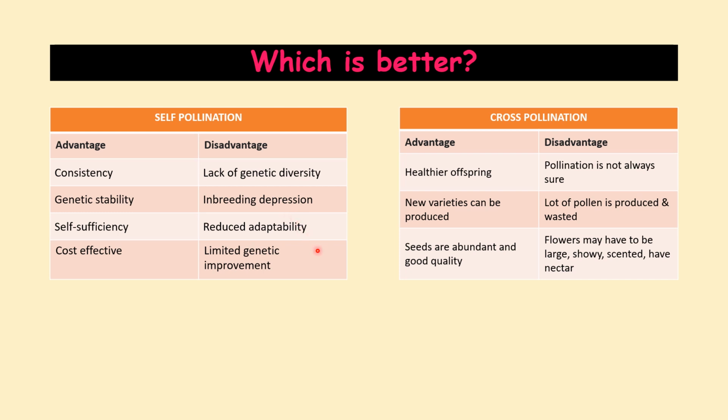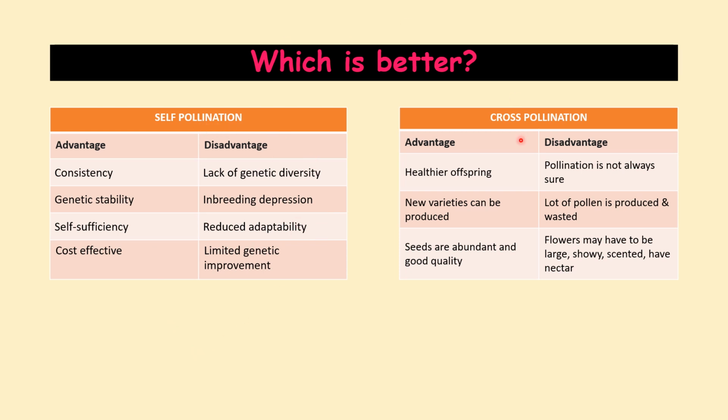Here, because there is no diversity, because there are no variations, the plants do not have much adaptability. So if there are any changes in the surroundings or in any way, these plants will not be able to adapt because they will not be able to change. Generation after generation, they produce the same kind of plants or same kind of offsprings as that of the parent. So there is hardly any genetic improvement in these plants. So that is the disadvantage of self-pollination.